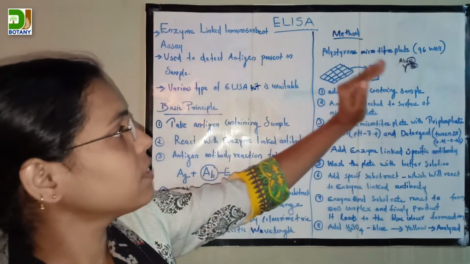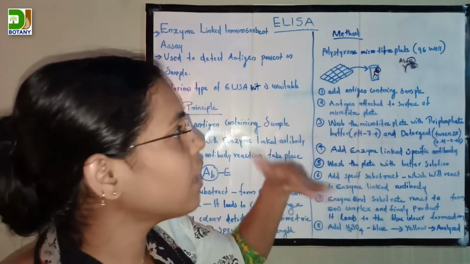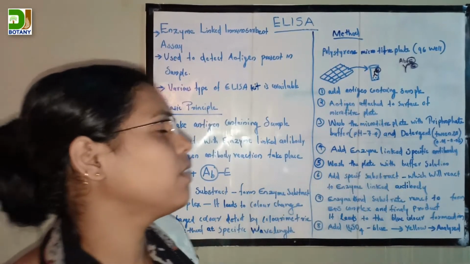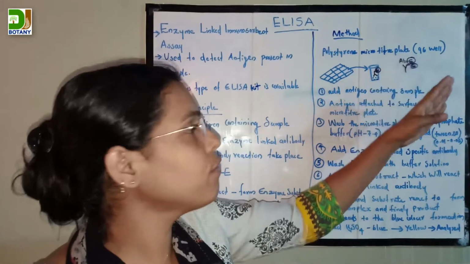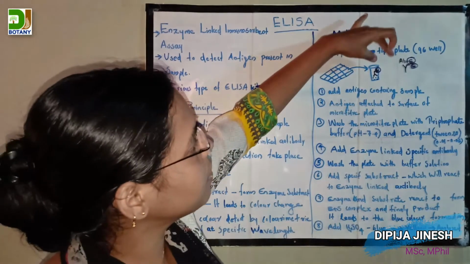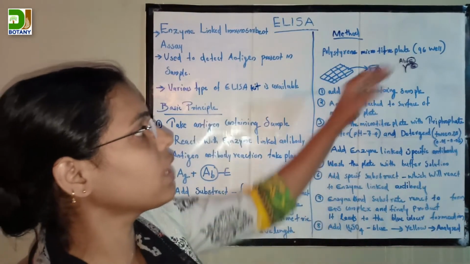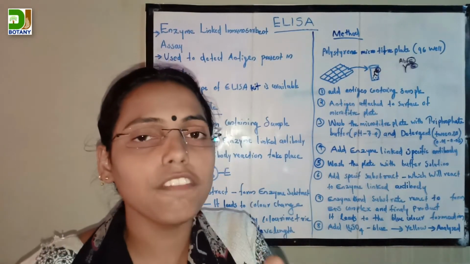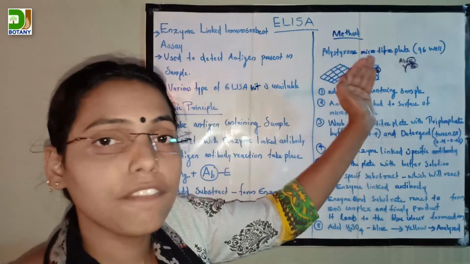The microtiter plate always contains unbound antibodies. These unbound antibodies are washed out using buffer solutions. So the next step is washing of unbound antibodies. Then finally the microtiter plate contains only the antigen-antibody complexes. To this complex we add a specific substrate. So the next step is adding the specific substrate.